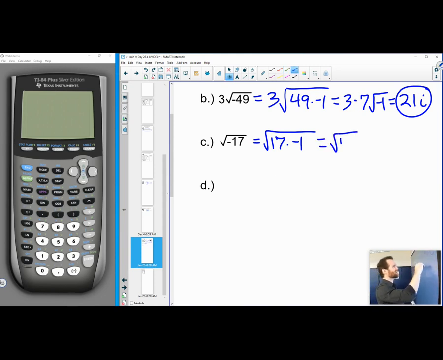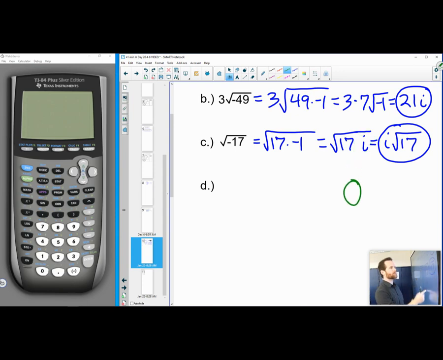So we could write it like this, just the square root of 17 times the square root of negative 1, which we know is i. But I'm going to put the i in front, so that's going to be the final answer. The reason I put the i in front is I don't want anyone to accidentally draw their square root further than it should have gone, and then it looks like the i is inside the square root. So that's why I always put my i's in front. If you don't want to do that, that's okay, but I think that's the best way to do it.